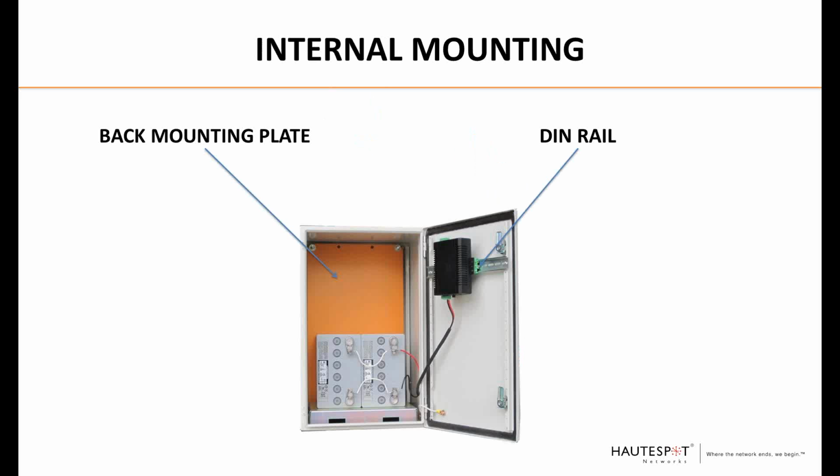So for internal mounting inside the steel enclosure, you have multiple options. You can mount to the back mounting plate or to the DIN rail located on the inside door of the enclosure. There's many pre-drilled holes in there, so you can add DIN rails as necessary.